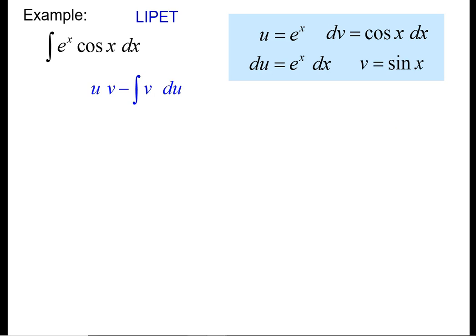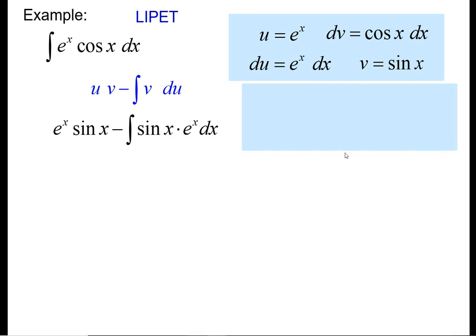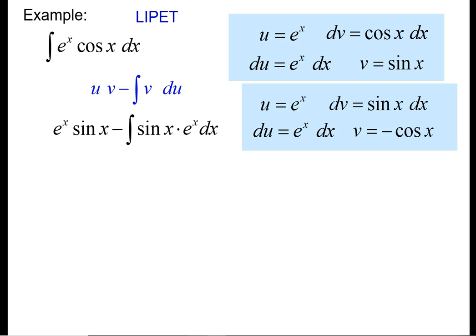So we're going to put this together. So we have uv, which is e to the x times sine x, minus v du, which is sine x times e to the x dx. Now you notice this is not so easy to integrate. This is integration by parts again. So we're going to repeat the process, and we're going to let u equal e to the x. dv, of course, is sine x dx, so I'm integrating this little integral right here. So the derivative, du, is e to the x, and v is negative cosine x this time.